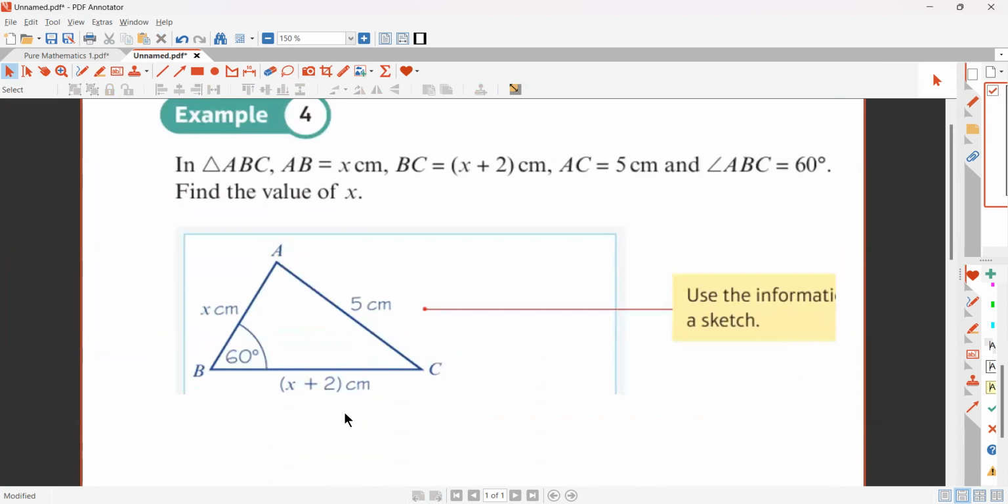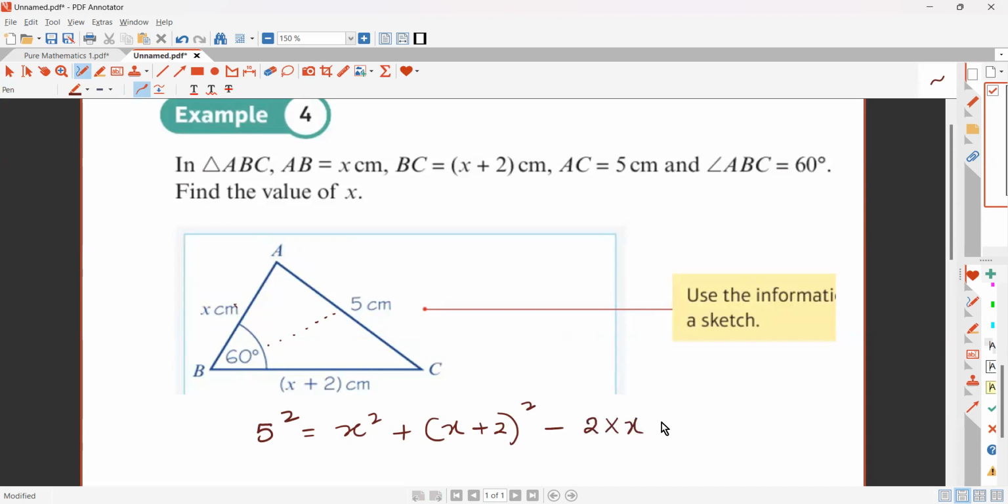Okay. So now, what can we do? Remember what is the first thing I told you? If you have a 60-degree angle over here, the angle's opposite side is what? 5. So you write 5 square first. This is your a square. Equals to x square plus x plus 2 whole square minus 2 into x plus 2 cos theta. Is this understood? Understood, everyone?